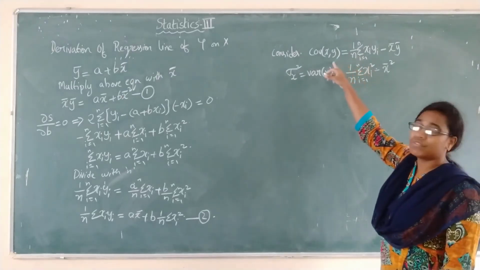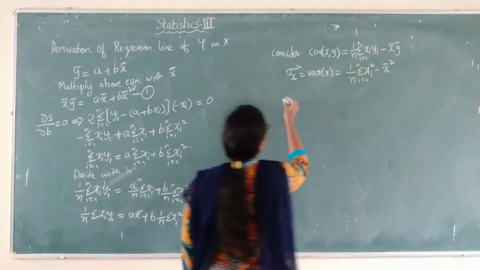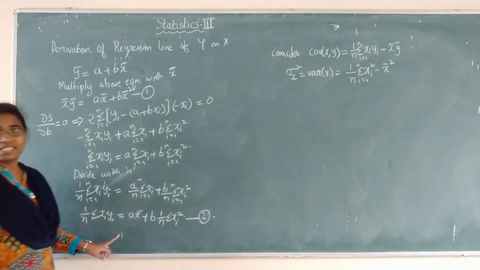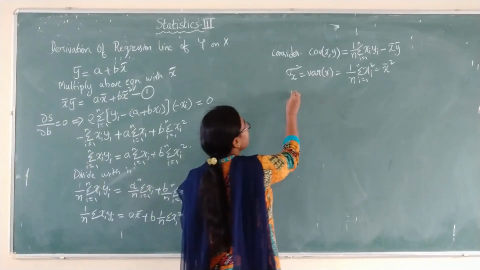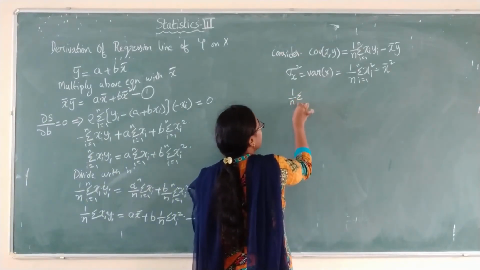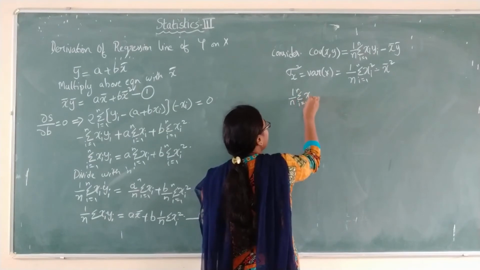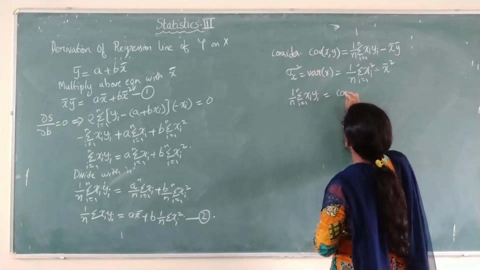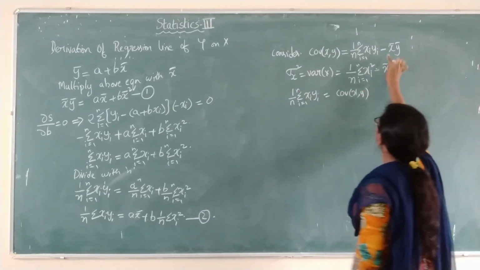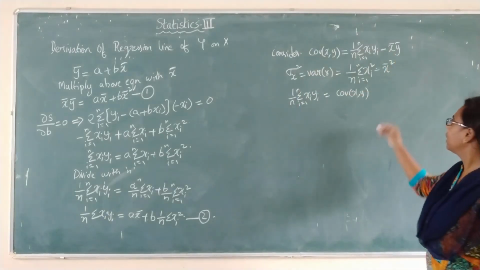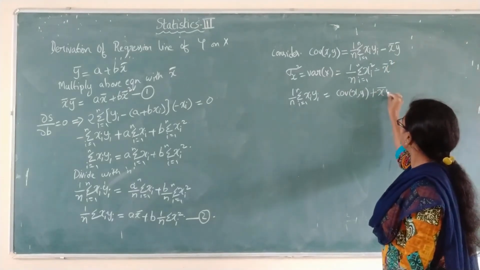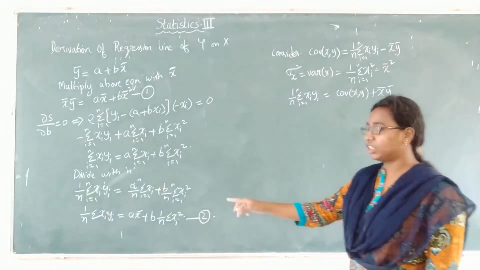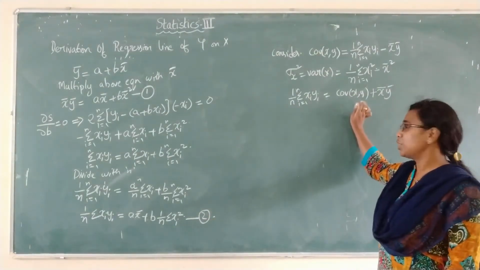So if you observe the first formula, that is covariance, I want the value for 1 by n summation xi yi. From that covariance formula, 1 by n summation i equals 1 to n xi yi equals covariance of x comma y, and x bar y bar goes to the other side and becomes plus x bar y bar. Now we got that value in place of 1 by n summation xi yi, and I can substitute this one.